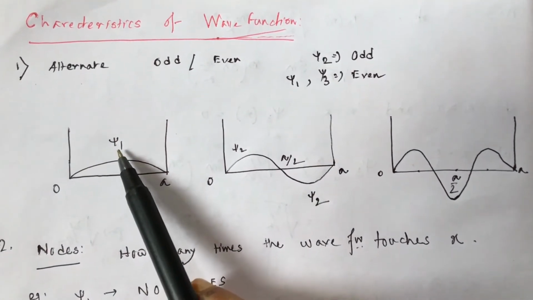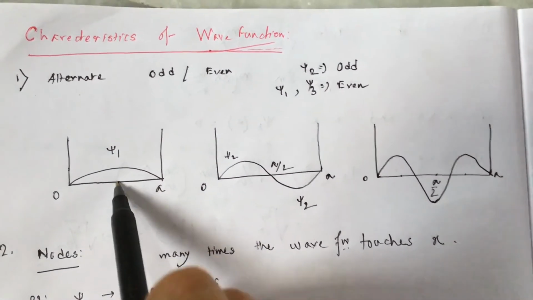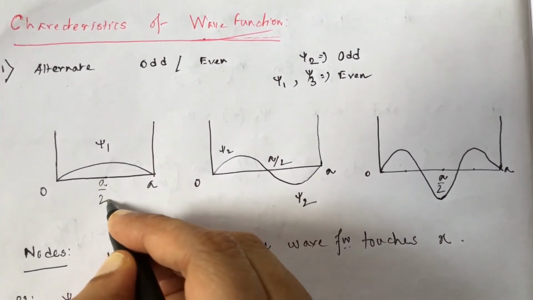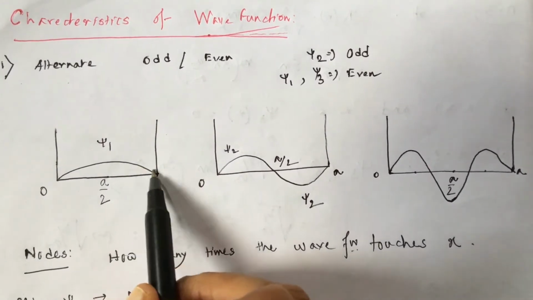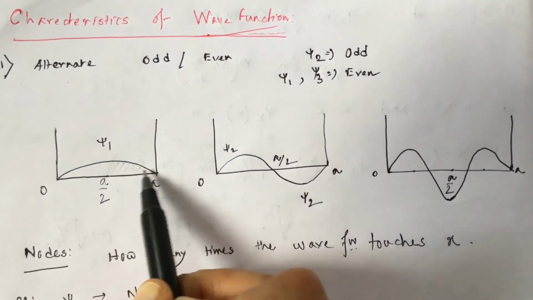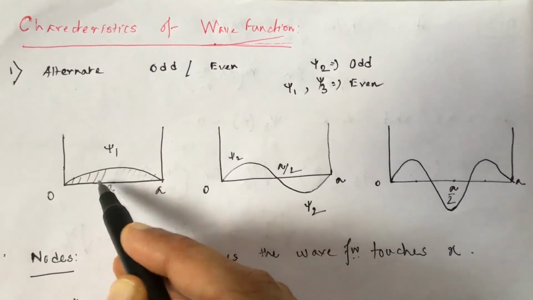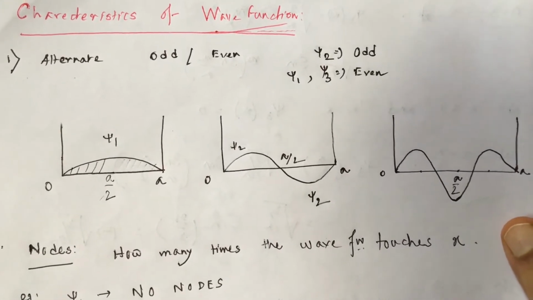That is, if I look into psi1, that means n equal to 1, then this is the center of the well, that is at x equal to a by 2. Right side of x equal to a by 2, the wave function is positive, that is here. Left side of the potential well, the wave function is also positive, which means psi1 is an even function.